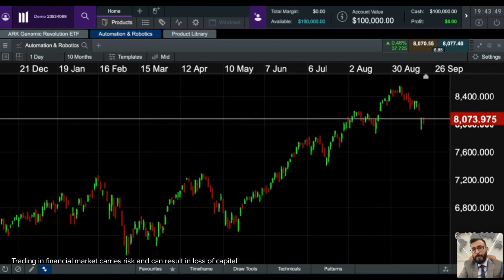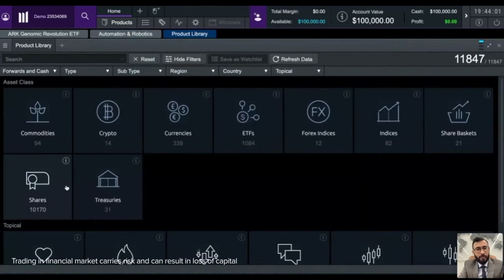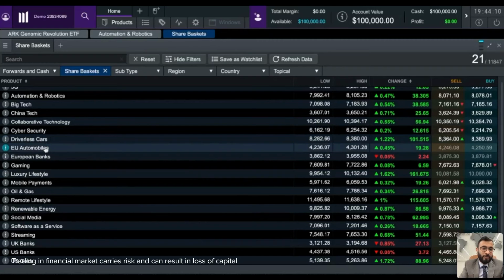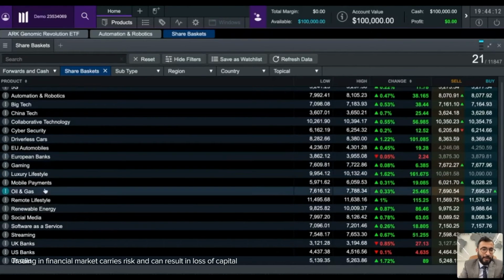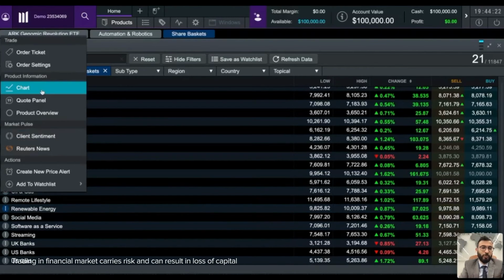Because many a times we see that there are a lot of such products. So let me show you here. Look at the product library and share baskets. Look here. Look at this. Automation and robotics, collaborative technology, cyber security, driverless cars, EU automobiles, gaming, remote lifestyle, renewable energy, right? So all these kind of baskets, and look at the renewable energy basket here. Let's look at the price movements for a while.